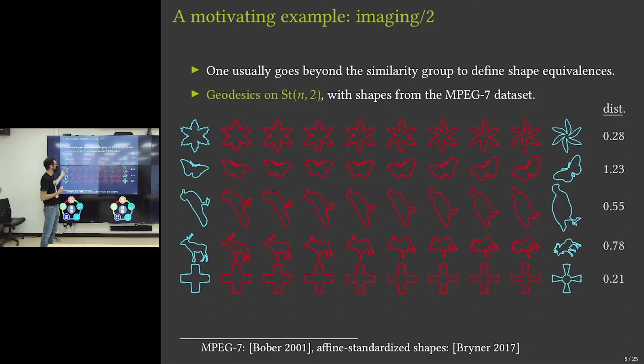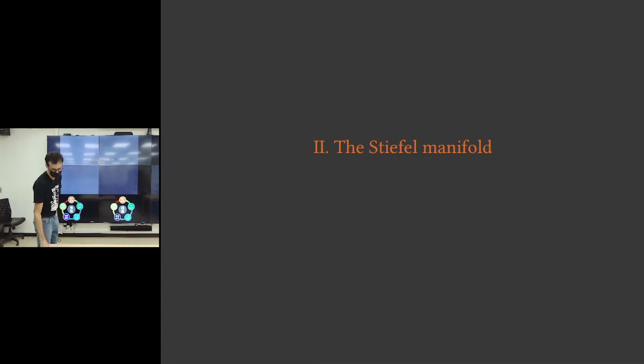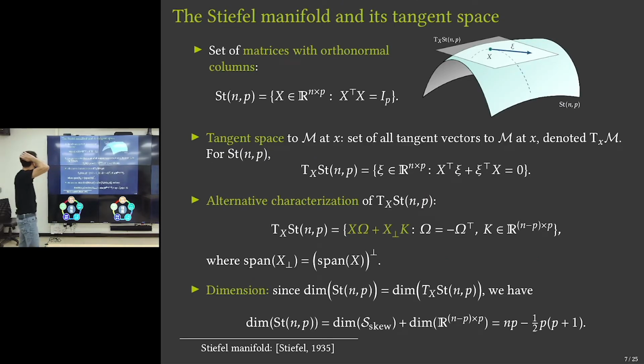So then you can compute the distance between the shapes. Since they are on the same geodesic, we can compute the distance between this shape and that shape, and you can see the values in the right column. This is just to see something at the beginning, and we are going to see the math in the following slides. So let's see the geometry of this manifold. As I said, it is the set of matrices with orthonormal columns.